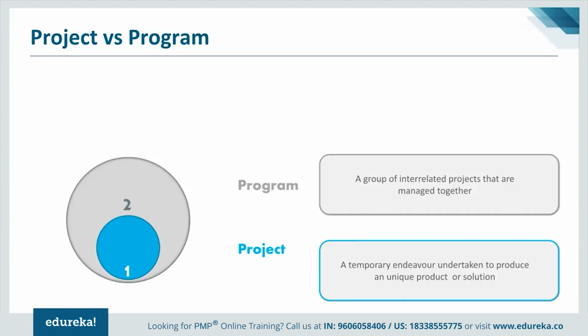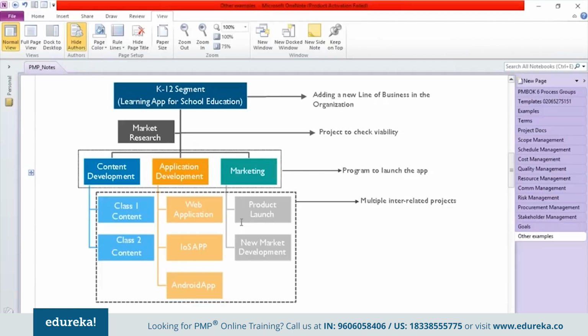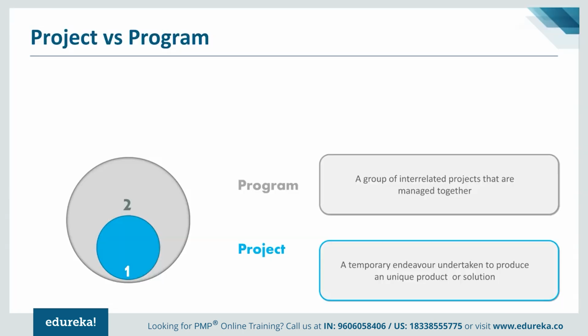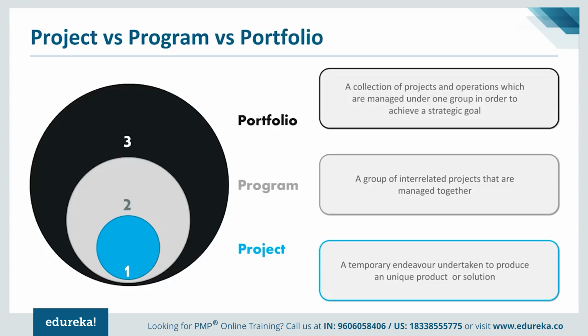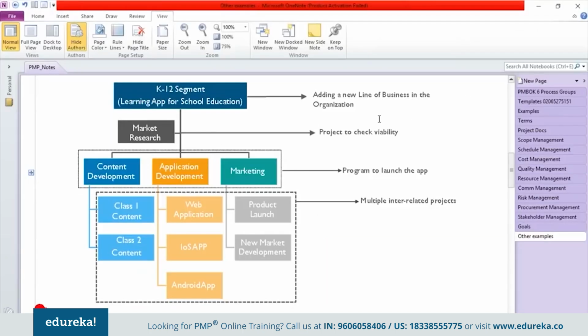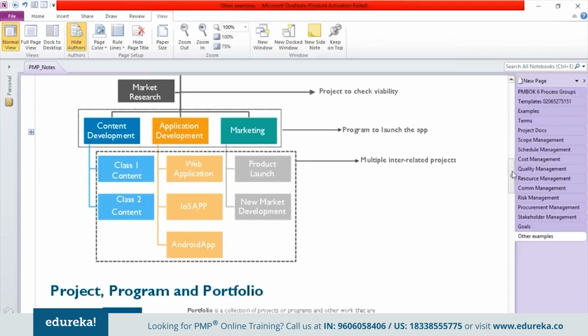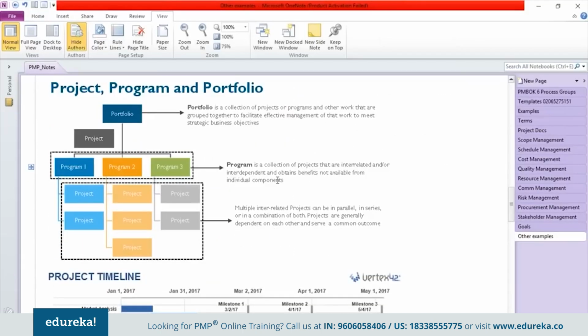A program would be then a group of interrelated projects. As you can see here, under the marketing program, you will have a couple of these marketing projects. Similarly, the application development program will have similar kinds of projects. So it's a group of projects, which is nothing but your program. And a portfolio is a collection of your projects and operations, which are managed under one group. And typically you will find portfolios are introduced as a result of some strategic goal. So in this case, the strategic goal was to launch a new line of business, and that's what was decided by this organization. So this is what happens in project, program, and portfolio.